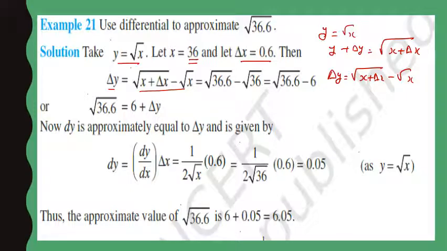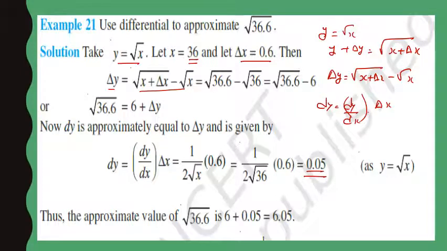But dy is equal to what? Dy I told you, you can write dy by dx into dx. Dx is approximately delta x. So we can write dy by dx into delta x. So, 1 by 2 root x into delta x is 0.6. That is 1 by 2 root 36 into 0.6. That is 0.05.